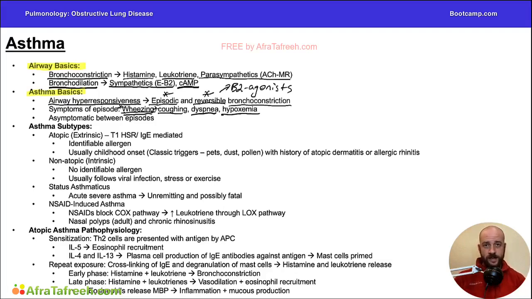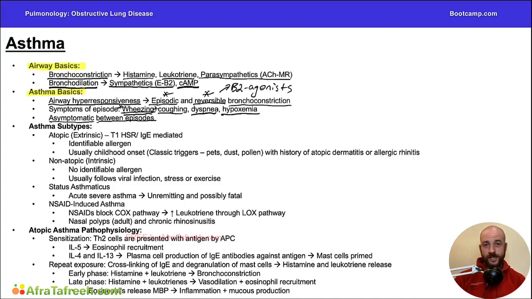And the hypoxemia makes sense because if we can't get air and we can't get oxygen into the lungs, that means we can't get oxygen into the blood, and so we're going to have low partial pressures of oxygen in the blood, or in other words, we're going to have hypoxemia. So just going back to the important note that asthma is episodic, this means that between episodes, patients are going to be asymptomatic, and that's important to remember, and we'll be talking about that more in just a minute when we get to diagnosis.